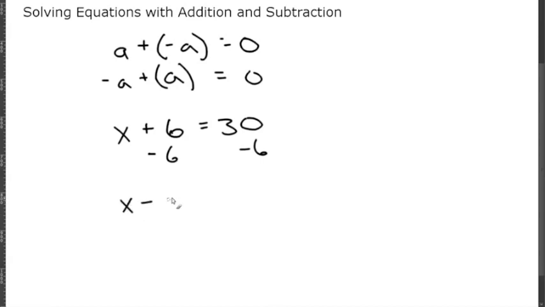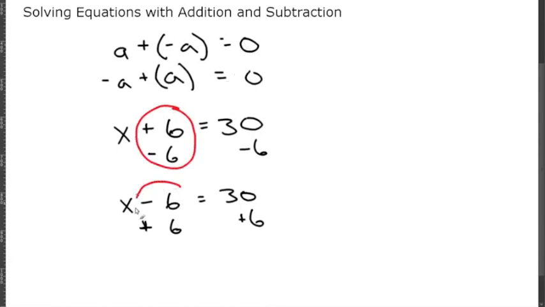Now say that it was x minus 6 equaled 30. To get rid of this negative 6, we would just add the positive 6 to both sides. So in this instance, the 6's would cancel out to equal 0. And in this instance as well, the 6's would cancel out to equal 0.